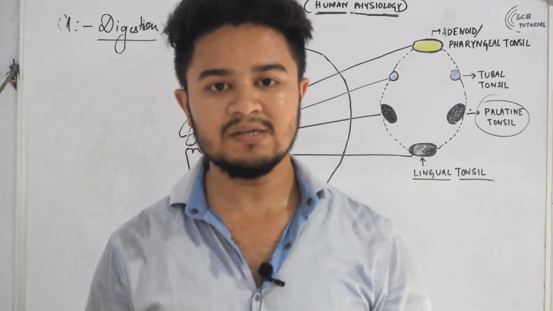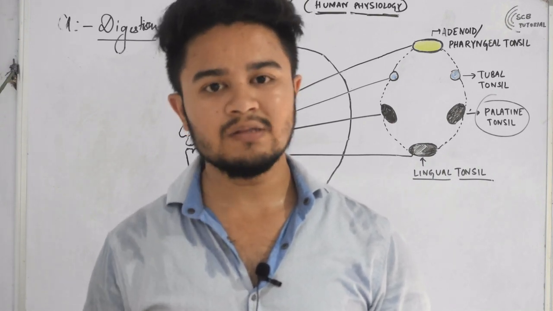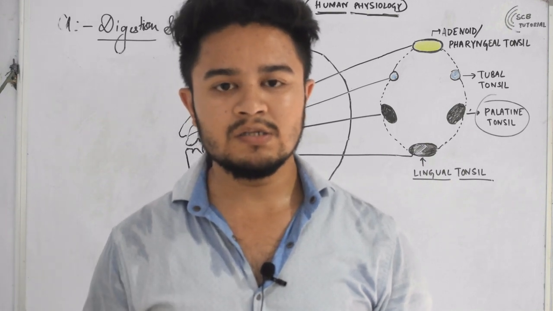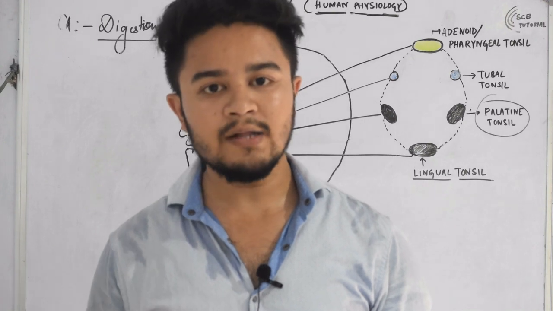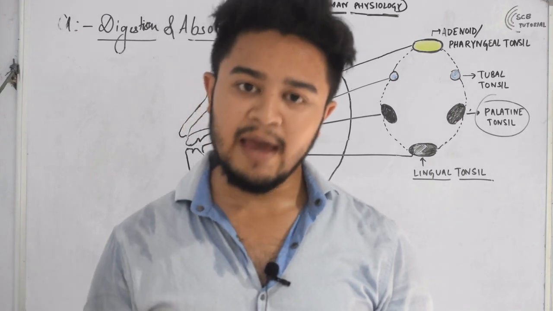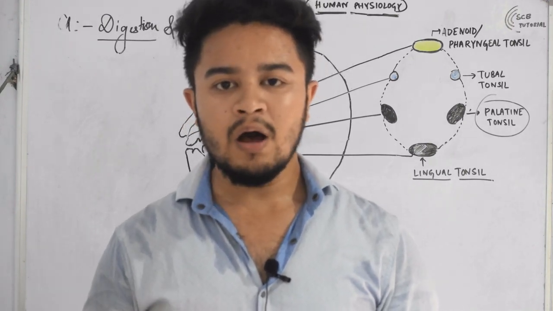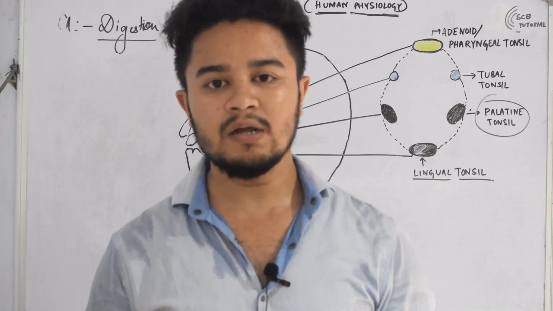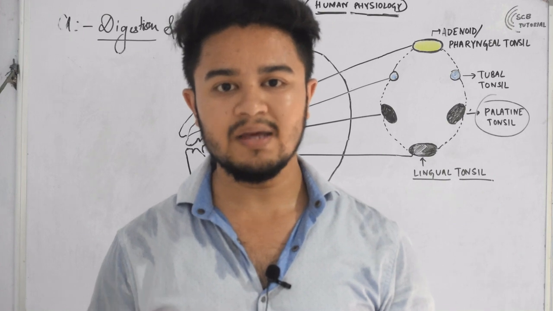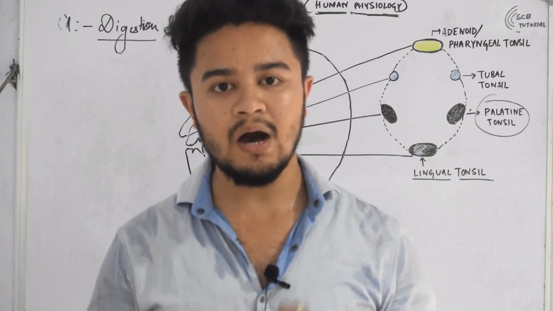These are present at the pharynx region and at the back of the tongue. So what are these types of tonsils? The adenoid type, the tubal type, the palatine tonsil, and the lingual tonsils. Now we have to discuss where they are located and how they are arranged.